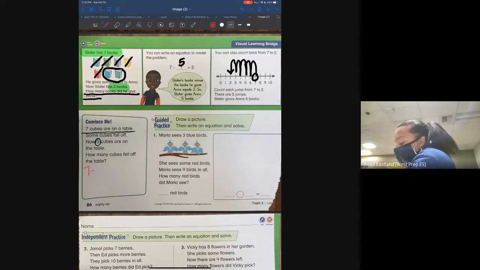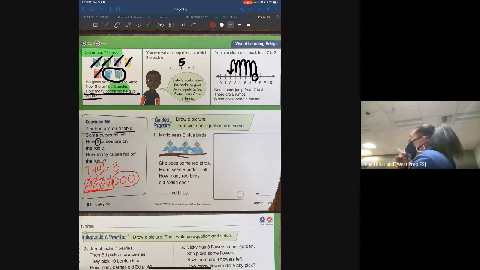So she knew that 7 take away 4 equals 3. Now walk me through how you knew that. So she did a picture. She did 7, right? She knew she had 3 left, and then she was counting to cross them off, right? So 7 take away 4 is 3. So how many cubes fell off? 4. So 4 cubes fell off. That's our 4 cubes. If you got the same answer, give me a thumbs up.